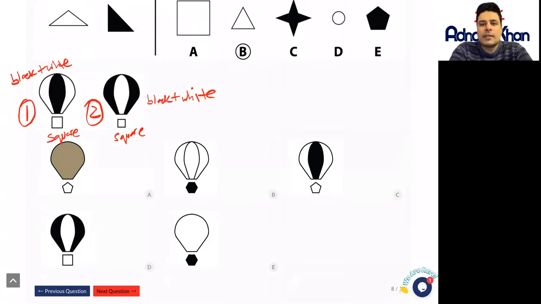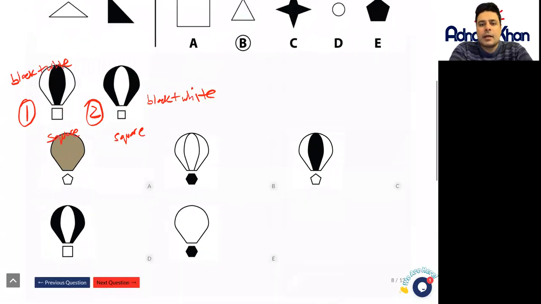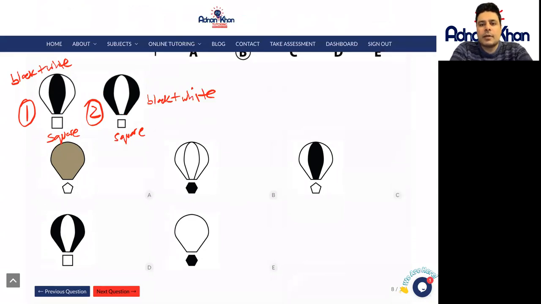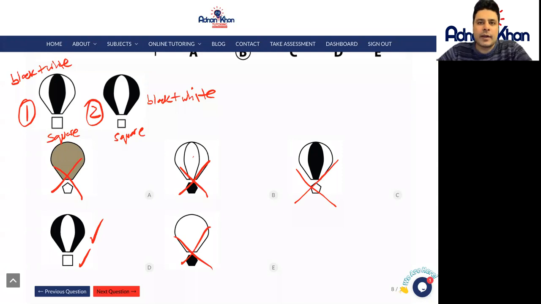Now, looking at this shape here, the first one, sorry, it's not black and white and it doesn't have a square. So let's cross this out. This one is not a black and white balloon and it doesn't have a square. Let's cross that out. This one is black and white, but it doesn't have a square at the bottom. So let's just cross this out as well. With D, it is black and white and it does have a square. So let's just tick that for now. And E is not black and white and it doesn't have a square either. So in this case, I would say that D will be our correct option.